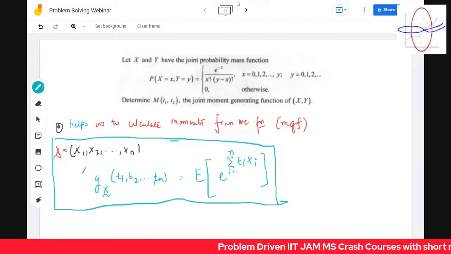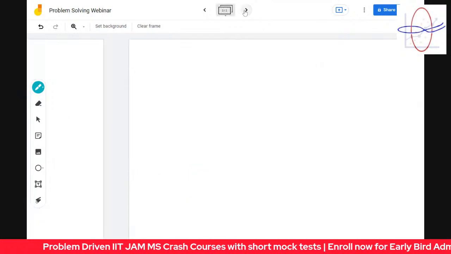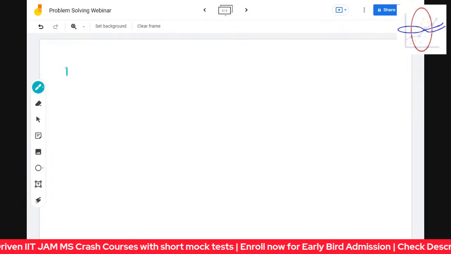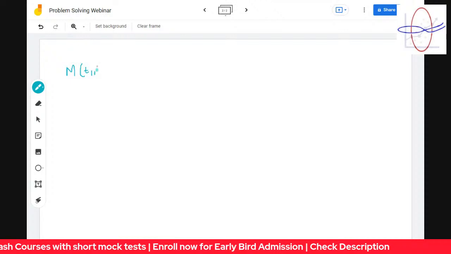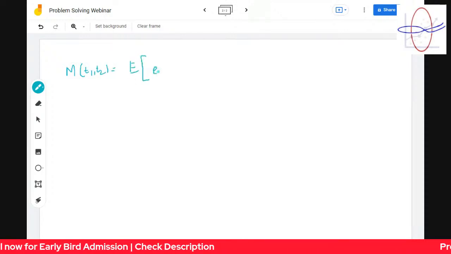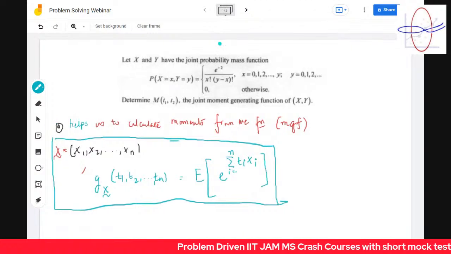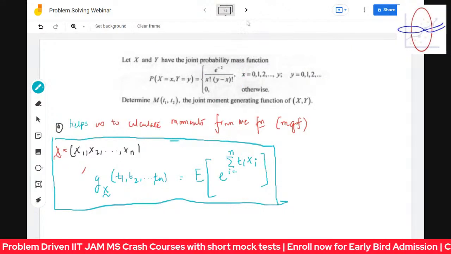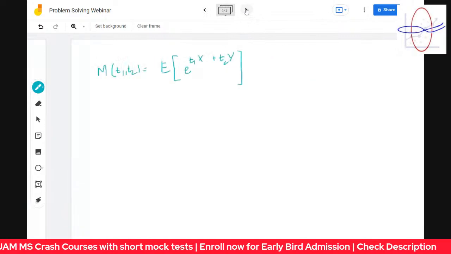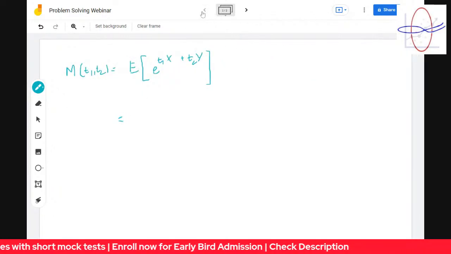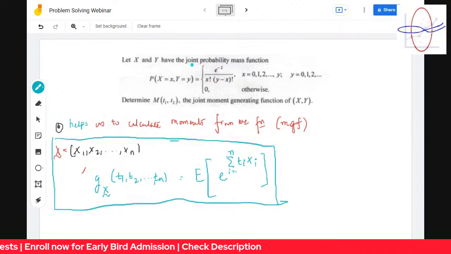Yeah. So let's look into this problem. We need to find M of t1 comma t2, which is the expectation of e to the power t1 X plus t2 Y, because X and Y are 2 random variables over here. This is what you have to find exactly. And how do we calculate it? Well, let's just put in the values.